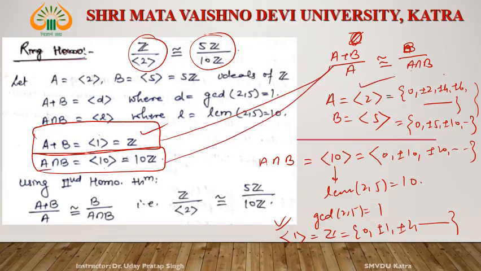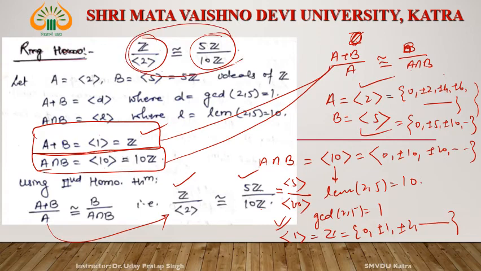A is 2, B is 5, A plus B is Z, A intersection B is 10Z. So A plus B is Z, A is 2Z, and B is 5Z, meaning the ideal generated by 5. You can write it as 5Z also; 5Z or the ideal generated by 5, both are the same. The ideal generated by 10 is 10Z. So Z by 2Z is isomorphic to this one.